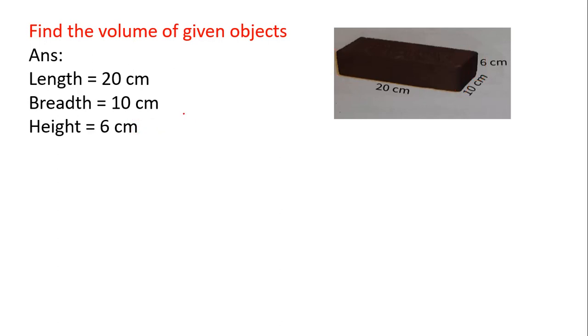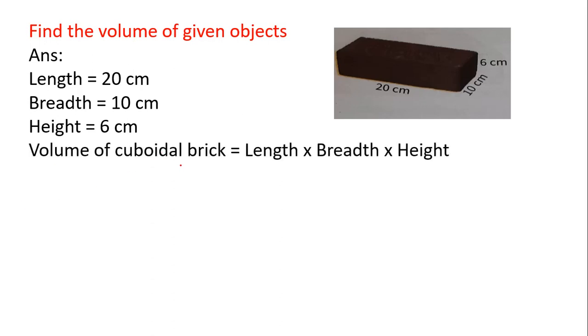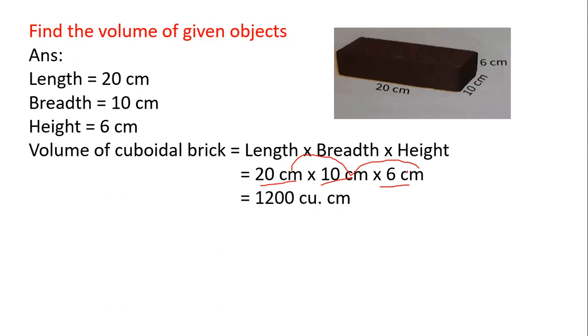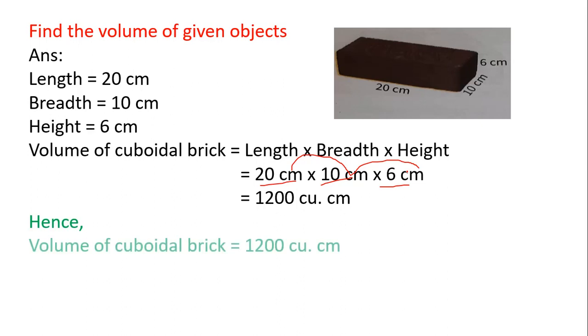Now we will apply the formula of a cuboid, that is, volume of a cuboidal brick is equal to length into breadth into height. Length is 20 centimeter, breadth is 10 centimeter, height is 6 centimeter. Now we will find the product of these three dimensions. 20 into 10, 200, 200 into 6, 1200. Centimeter into centimeter into centimeter becomes cubic centimeter. Hence, I will get the final answer as 1200 cubic centimeter.